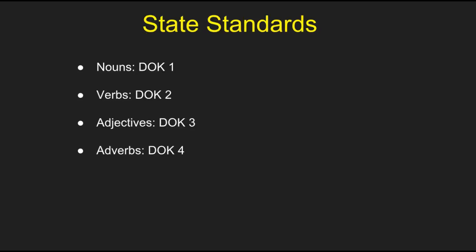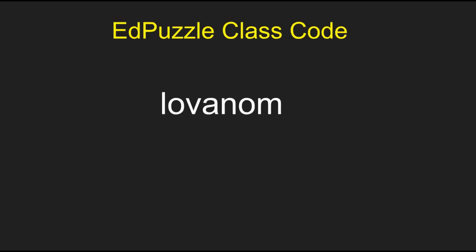For the DOK, we split the activities into 4 sections, and we felt like we really put them into the different DOK levels. Like the nouns took over DOK 1, the verb group has a DOK 2, the adjective group has a DOK 3, and the adverb group has a DOK 4. Our Ed Puzzle classroom code will be LOVANOM.